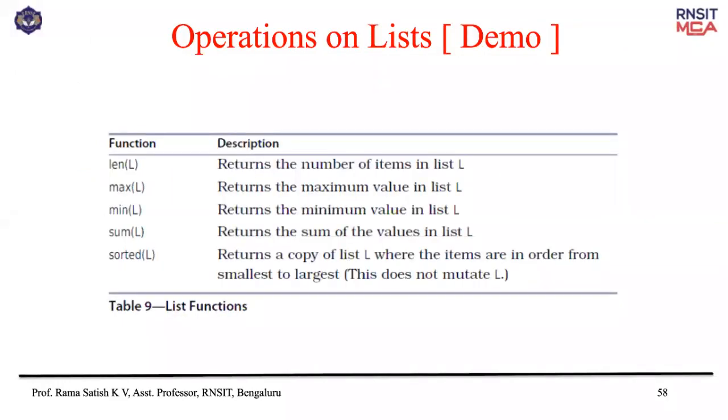Next, operations on lists. You can find the length of the list by using len. Same way, you can use the max function and min function to find the maximum and minimum elements, and the sum of elements, sum of L. If you just give sum of L, automatically it will find the sum of all the elements.